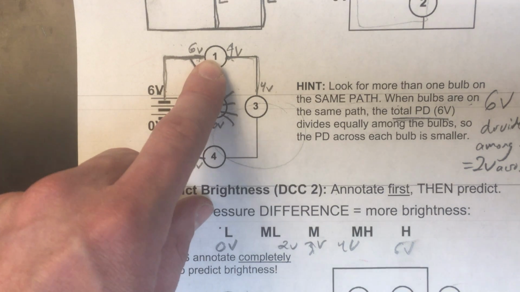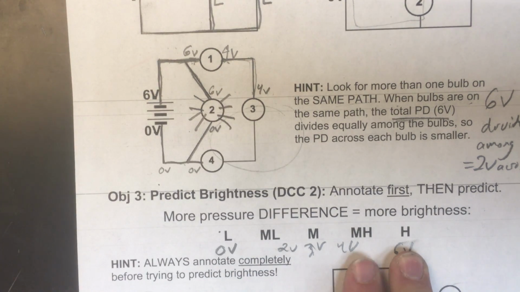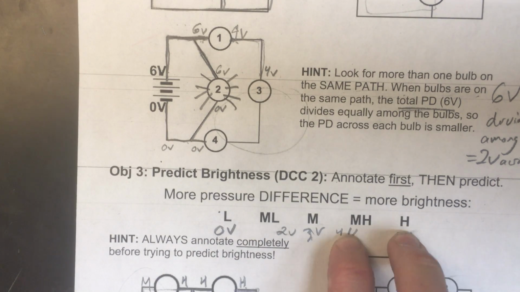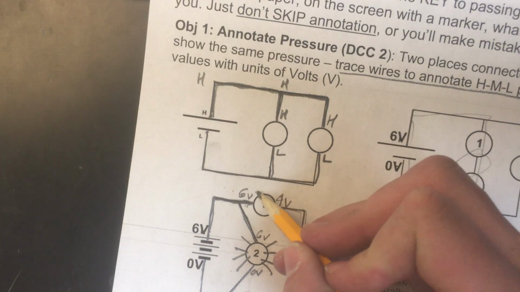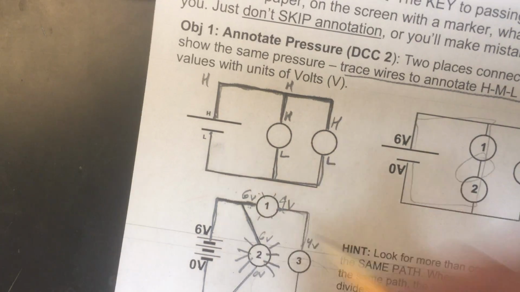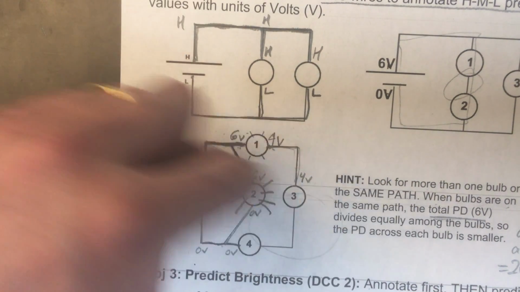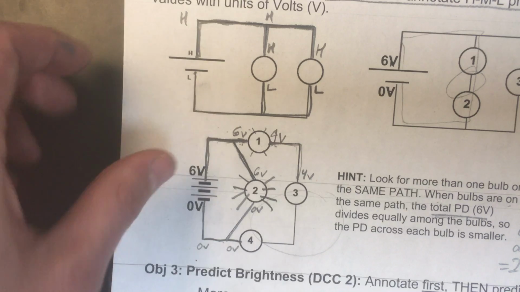This bulb here, I would put my finger on 6 and my finger on 4. That is a much smaller difference. My fingers are not very far apart. So this would be only a little bit bright. So I'm drawing my lines to show it's not nearly as bright as this bulb down here.